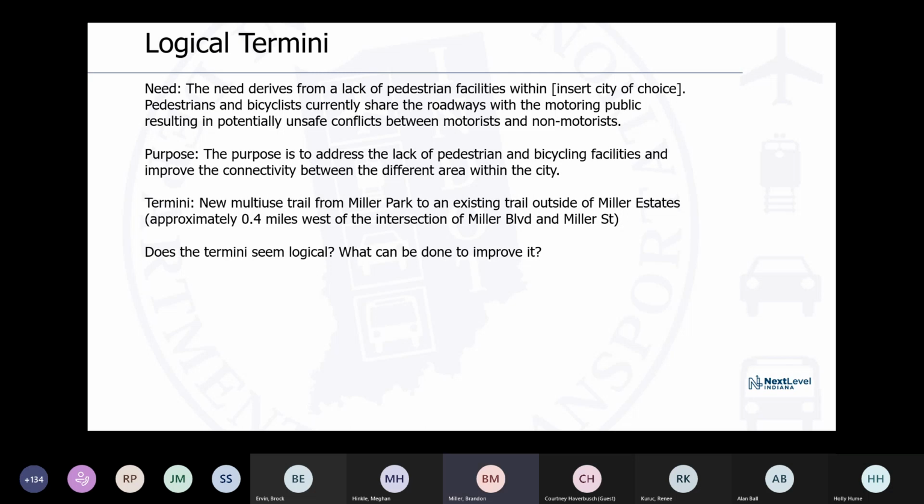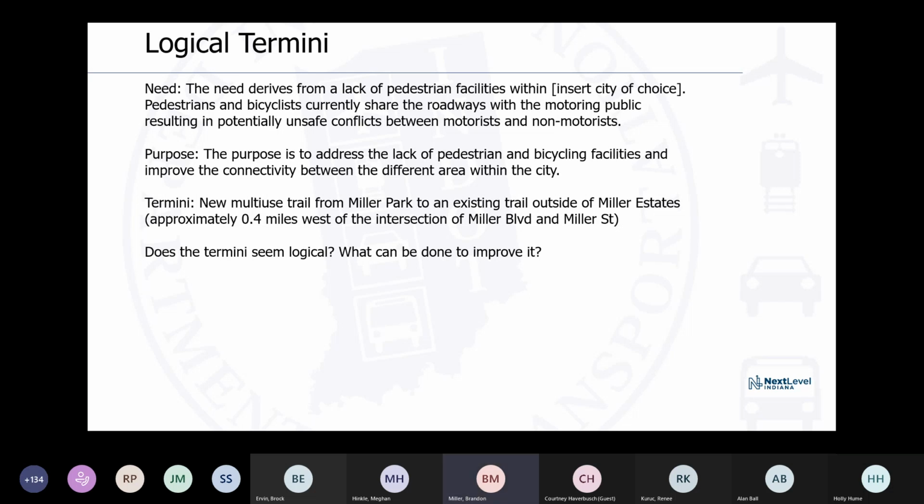The other point I want to point out is sometimes the termini discussion that's here will be what's given to you as to, hey, this is what we're working towards doing. And that can help you identify for your purpose and need what exactly it is that you're trying to do. So in this case, if you're doing a multi-use trail from Miller Park to Miller Estates, you'd want to be sure to identify in the need what's lacking between those two different locations.